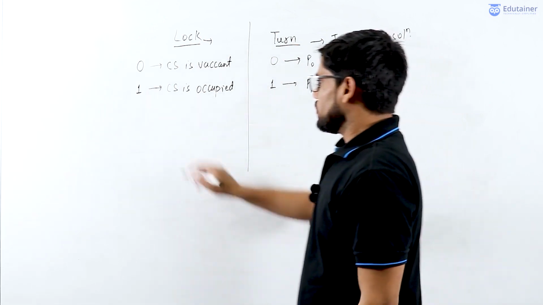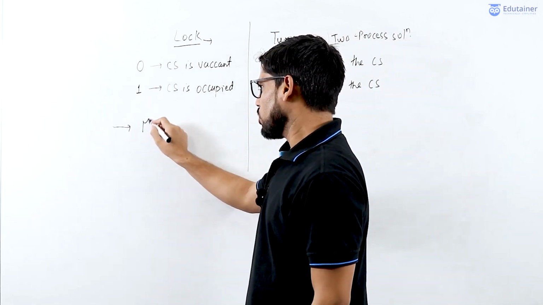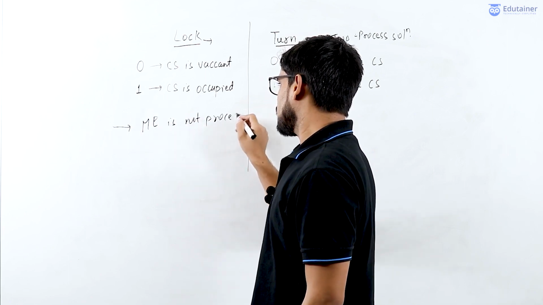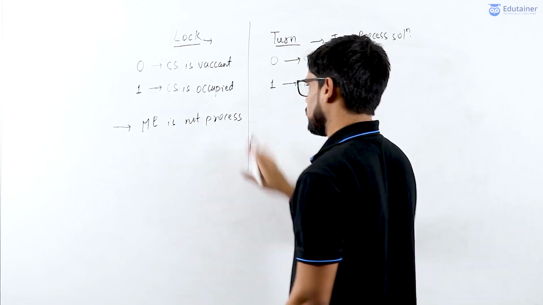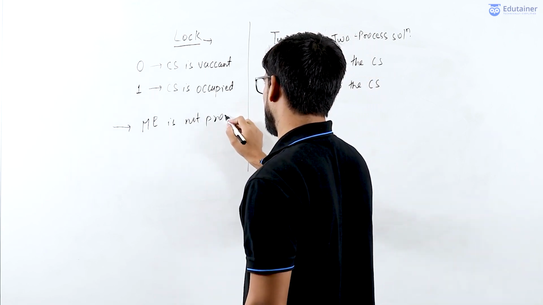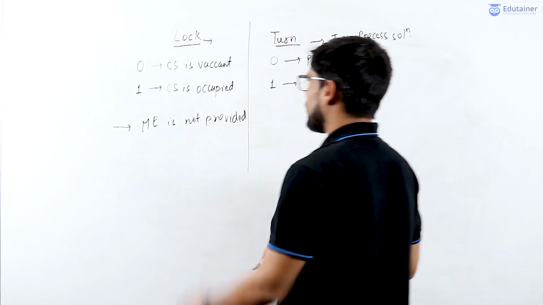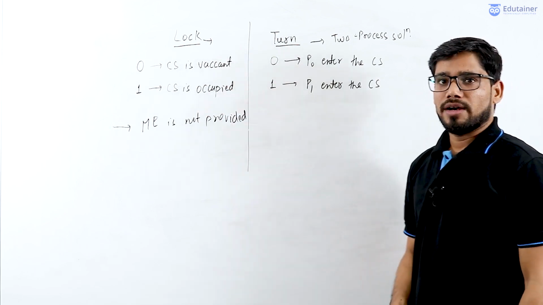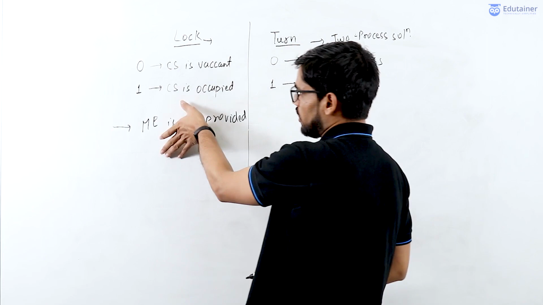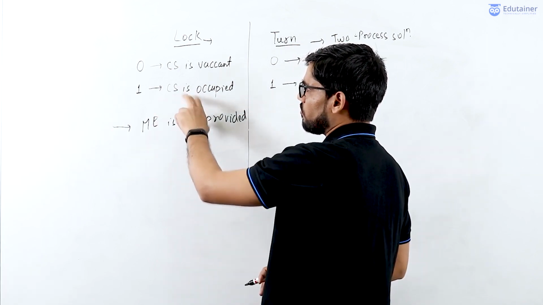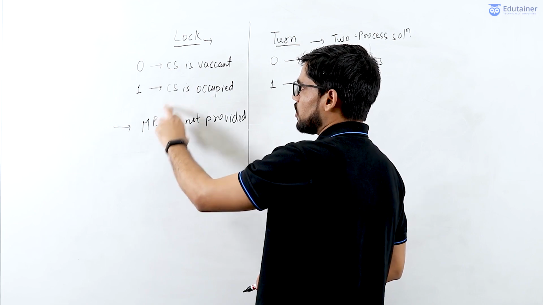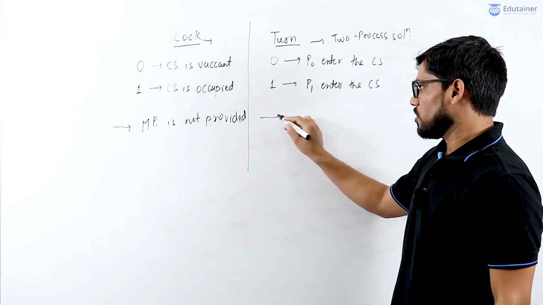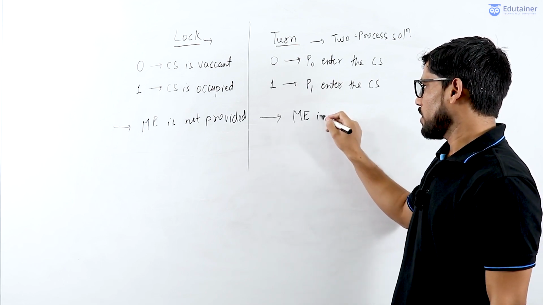Okay. The other thing is, here mutual exclusion is not provided. What is mutual exclusion? Mutual exclusion says that only one process can enter the critical section at a time. But we already saw the assembly code as well as the high level code of this lock variable, and by seeing the code of the lock variable, we'll understand that this particular solution does not provide the mutual exclusion requirement. Okay, but in case of turn variable, it provides mutual exclusion. So mutual exclusion is provided.